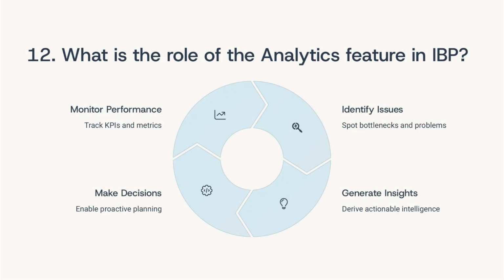12. What is the role of the analytics feature in IBP? IBP includes built-in analytics that lets planners create charts, KPIs, and dashboards. These help in monitoring supply chain performance and identifying issues or bottlenecks quickly, enabling proactive planning decisions.